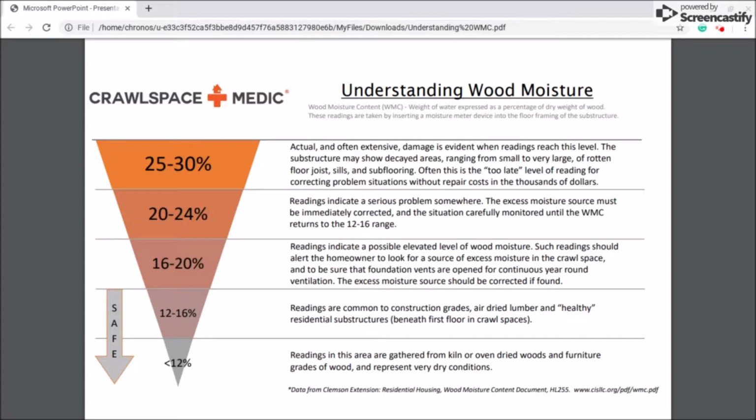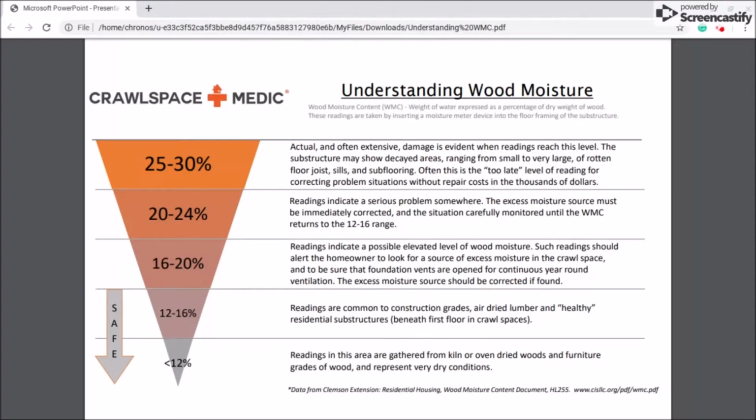12 to 16% is really what you want your crawl space wood moisture content to be. It's a healthy residential substructure wood moisture content. You get into 16 to 20%. This first sentence says, readings indicate a possible elevated level of wood moisture content, and the source of the excess moisture in the crawl space should be found. So if you're getting a reading in that range, there probably ought to be some further investigation to figure out what's going on.